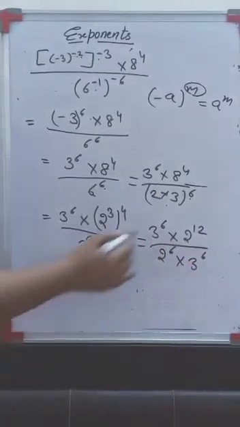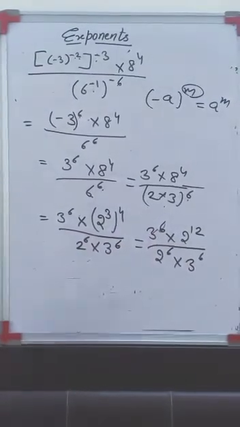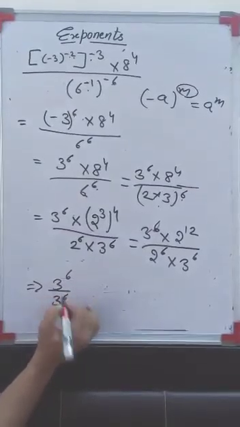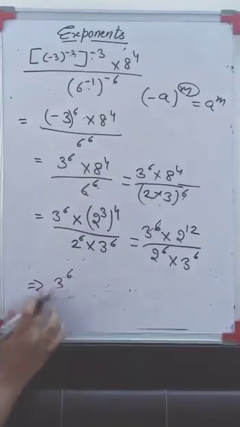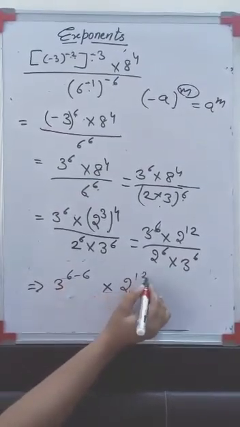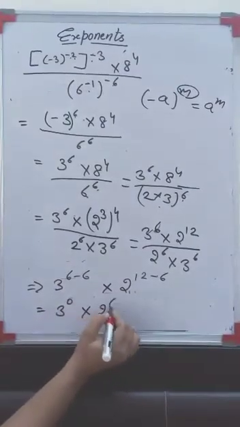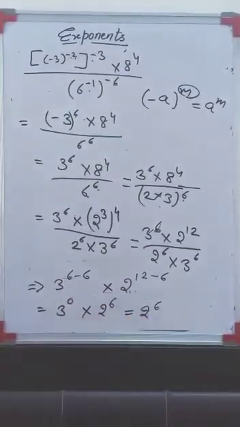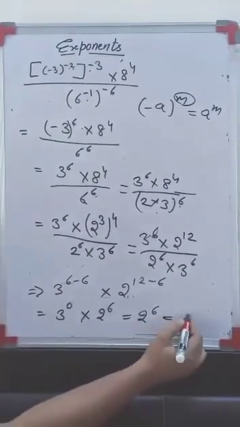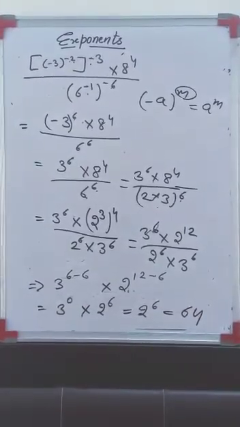So now what I will do? 3 raised to power 6 divided by 3 raised to power 6. It will be what? When bases are equal, powers get subtracted, right? Multiplied by 2 raised to power 12 minus 6. It will be 3 raised to power 0 into 2 raised to power 6. So your answer will be 2 raised to power 6, right? So it will be 64. That is how you need to solve the question.